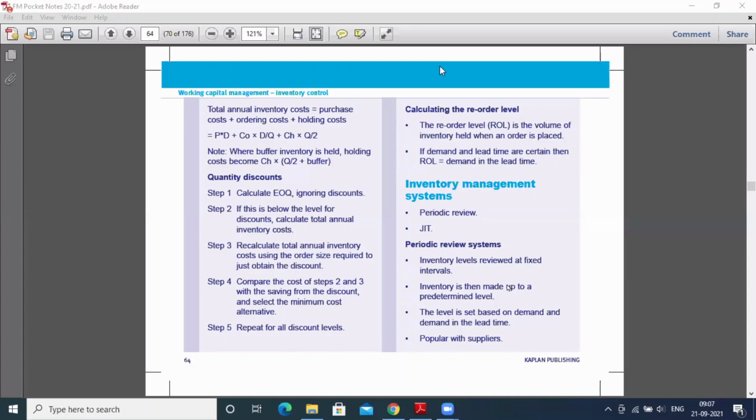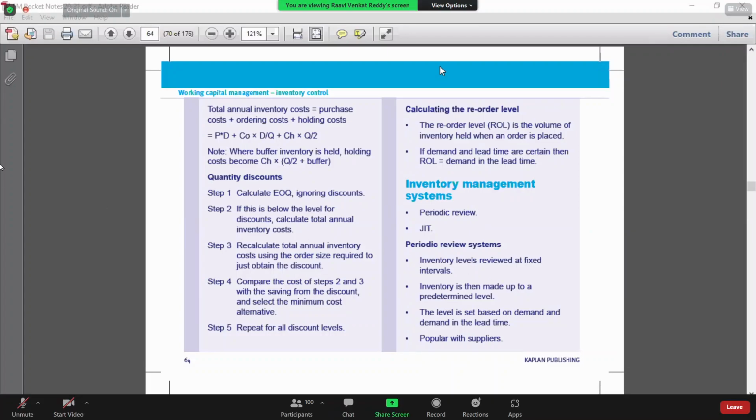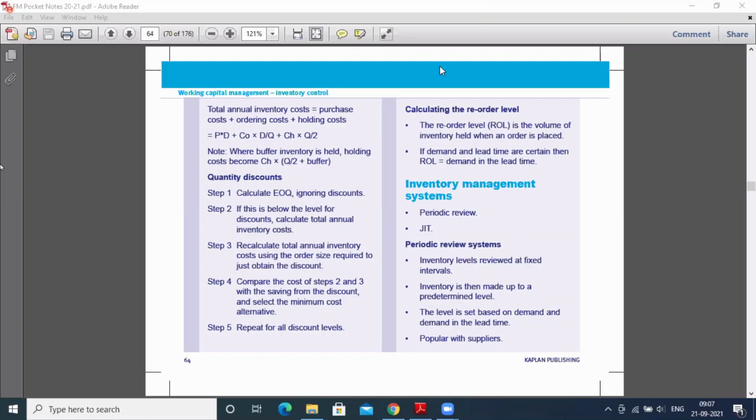So in step 2, what we did, we calculated the inventory cost by considering EOQ. In step 3, we should calculate the total inventory cost by considering the minimum order which we should place in order to avail the discount. Then compare the cost of step 2 and step 3 with the saving from the discount and select the minimum cost alternative. It means that now we need to compare the total inventory cost by considering the EOQ and the total inventory cost by considering the minimum order for getting the discount. In these two, whichever is less, that should be the appropriate option.